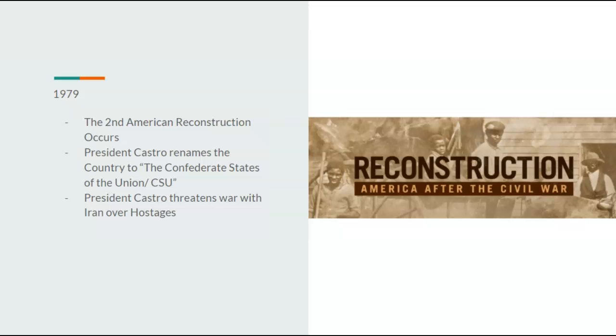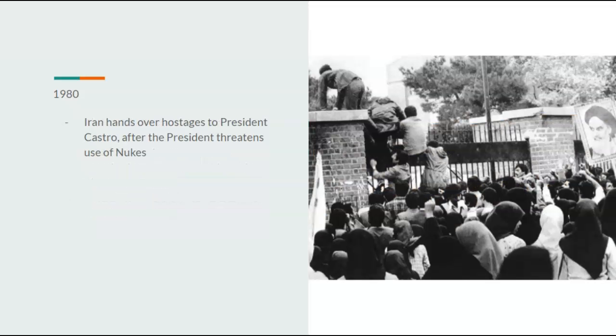The Iranian hostage crisis occurs, but President Castro does it a bit differently. He says, okay, you give us back our people, or we're going to war. In 1980, Iran hands over the hostages to President Castro after the president has to make a second threat. This time, the use of nukes. He's like, look, I'll push this button. I'll do it.